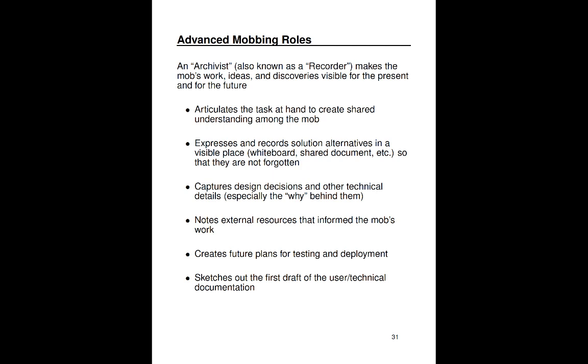The archivist role, which is also known as the recorder role, makes the work, ideas, and discoveries the mob does visible for the mob right now in the present and to future mobs. So the archivist will articulate the task at hand to ensure that there is shared understanding among the entire mob. The archivist also will capture and record alternatives that the mob may have considered but ultimately chose to abandon. This way, those options are not forgotten in the future.